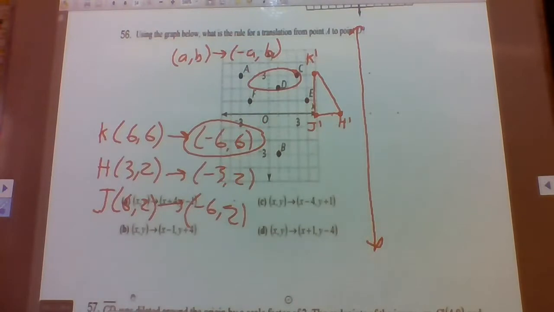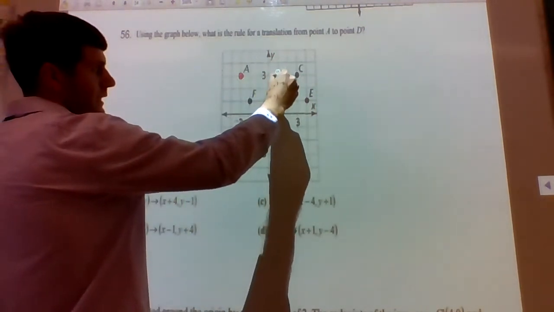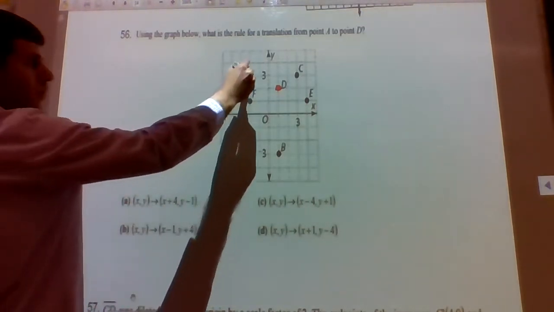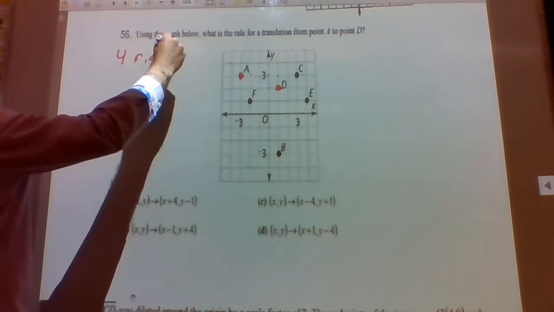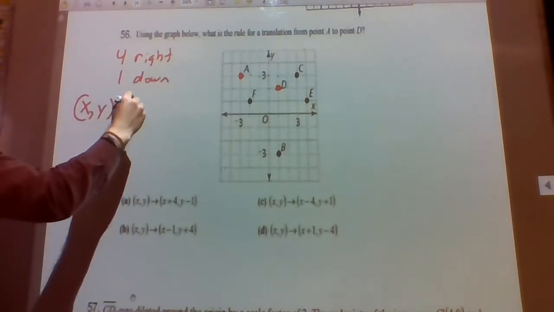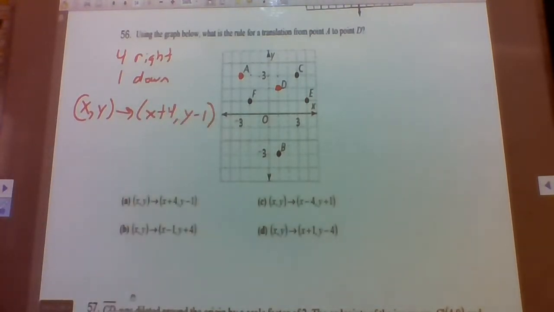56. Using the graph below, what is the rule for a translation from point A to point D? So we're going from point A to point D. We're going 1, 2, 3, 4 units to the right, and we're going 1 down. So that's going to be x, y. 4 to the right is going to be x plus 4. Down 1 is going to be y minus 1. So the answer is A, x plus 4, y minus 1.